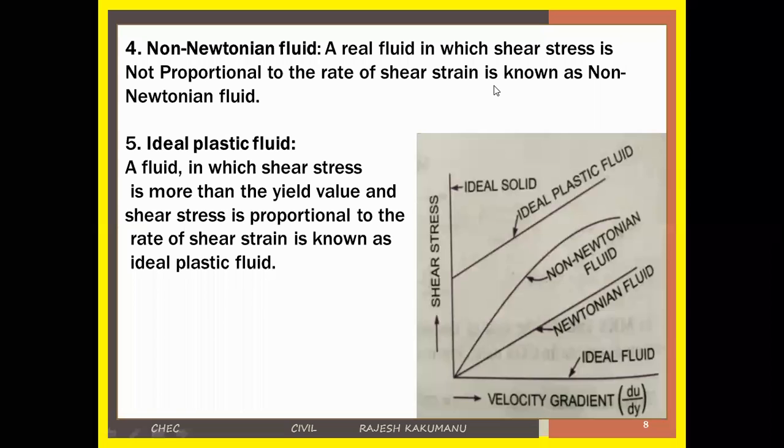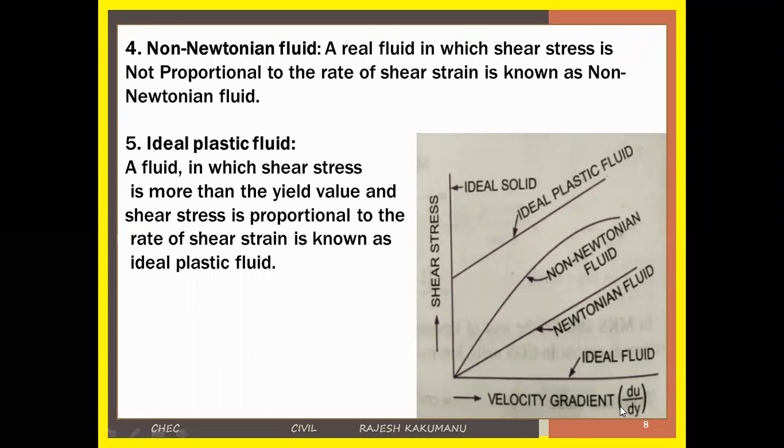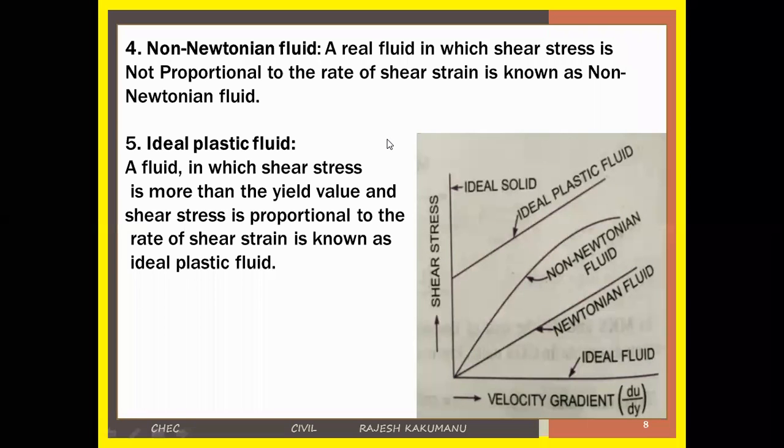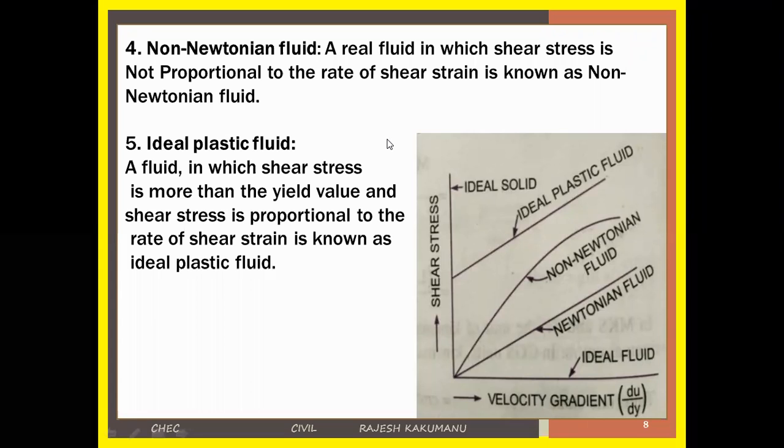we take the x-axis as du by dy, that is the velocity gradient. On the y-axis, we take the shear stress tau. So what is the concept here? We are having fluids: ideal fluid, real fluid, Newtonian fluid, and non-Newtonian fluid. If we take the ideal plastic fluid, it gives a straight line with the increase in the velocity gradient and changes in the velocity gradient and the shear strain.